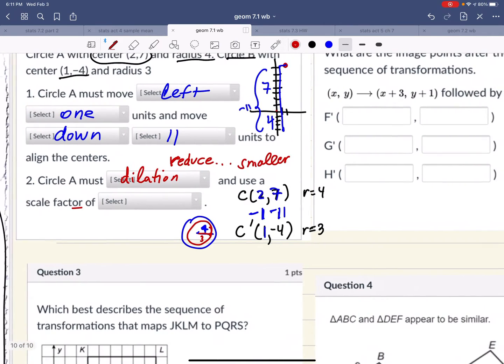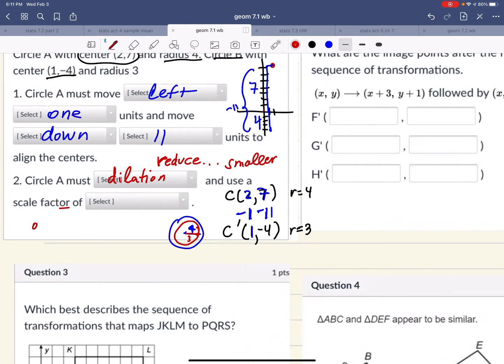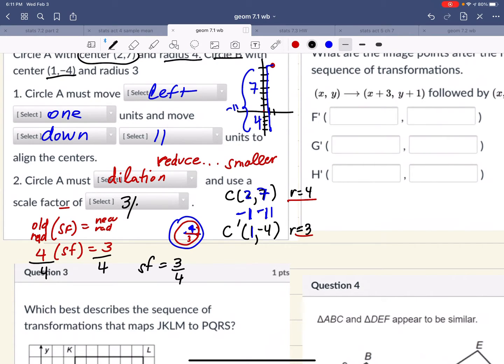So our formula we used was old measurement, old radius times my scale factor is my new radius. So if my old radius is 4, before we moved it, and my new radius is 3, I can use a little bit of algebra to solve for the scale factor. 3/4. Nice.